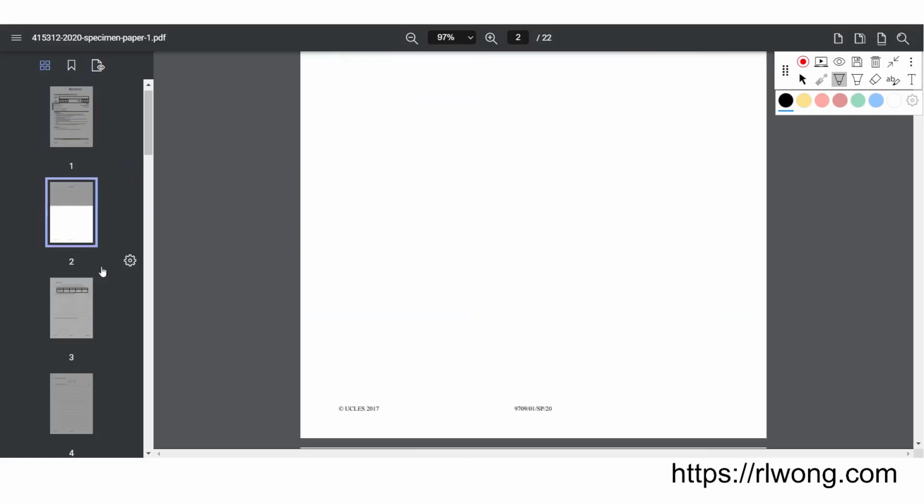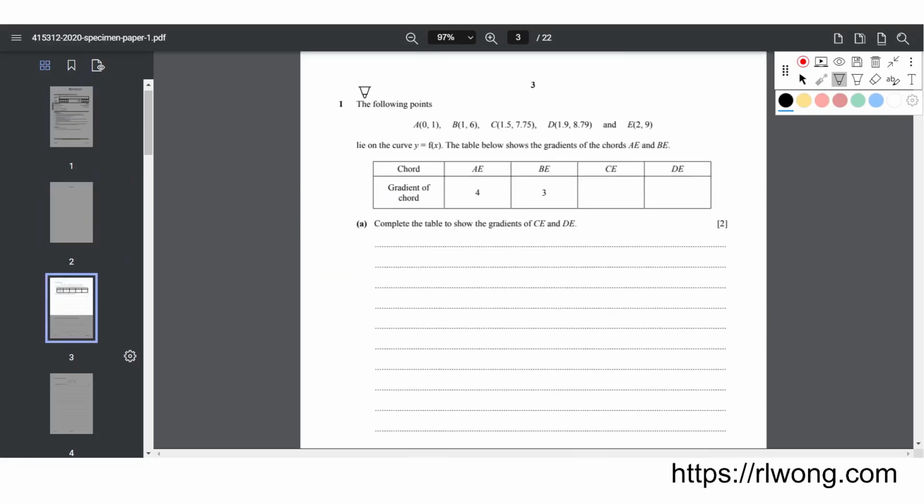Okay, so now let's go on to question 1. In question 1, you are given these points A, B, C, D, and E, and you are told that they lie on the curve y equals f(x). But you're not given the formula of f(x). Next, the table below shows the gradient of the chords AE and BE. Complete the table to show the gradients of CE and DE.